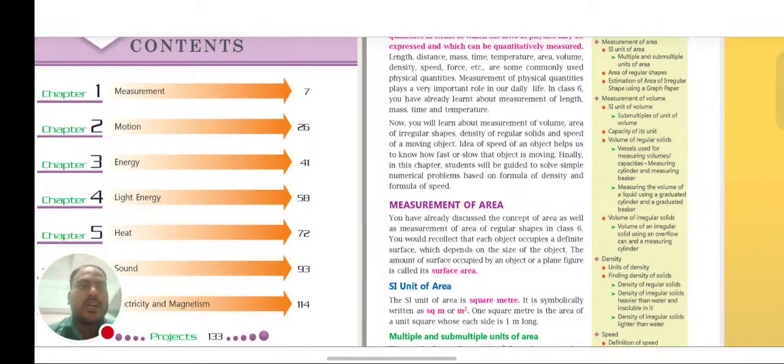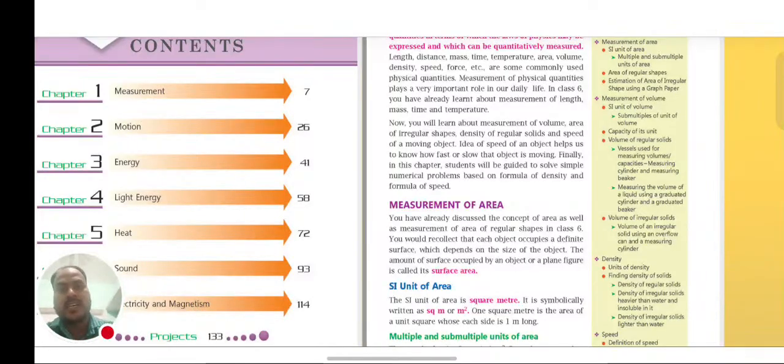You would recollect that each object occupies a defined surface which depends on the size of the object. The amount of surface occupied by an object or a plane figure is called surface area. So how can we measure the area? What is the measurement of area? For doing the measurement of area, we must first know about the area.